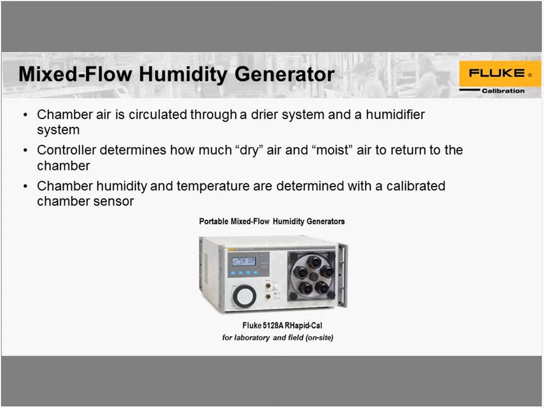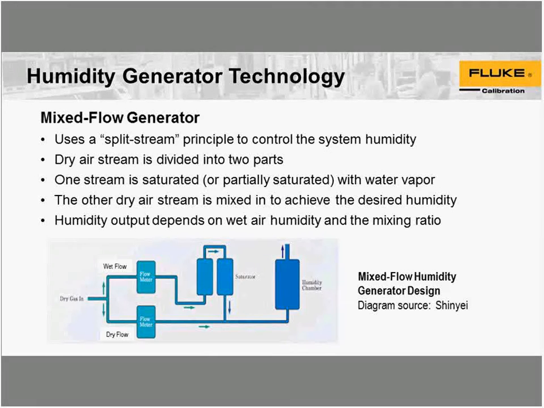They're called mixed-flow generators because they use a split stream principle like this one, where a supply of dry gas comes in and it is split. One goes through a saturator system or a wet flow system, and the other goes through a drying system. And eventually the controller knows how much flow to load into the chamber to achieve the desired humidity.